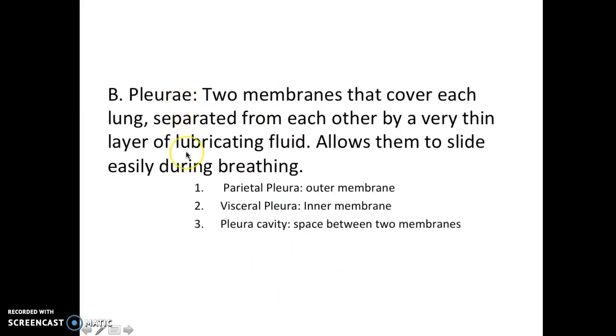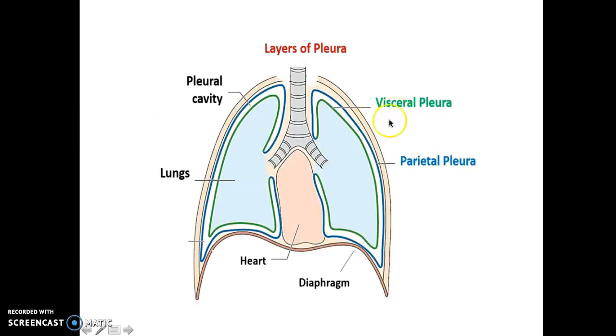Okay, so the pleura, that's what I sped through, but that's because it's on this slide too. We're looking at the very outside of the lung. You have two membranes that cover each lung. They're separated from each other by a very thin layer of lubricating fluid. It allows them to slide easily during breathing. So you have the parietal, which is outer, and the visceral, which is inner. The outer membrane is the parietal, the inner is the visceral, and the space in between is called the pleural cavity.